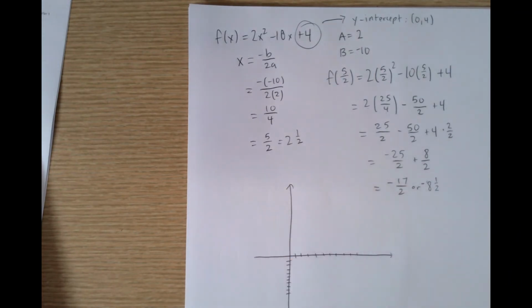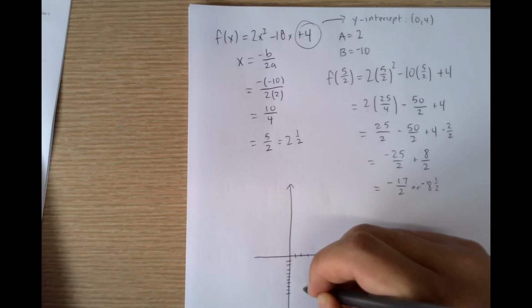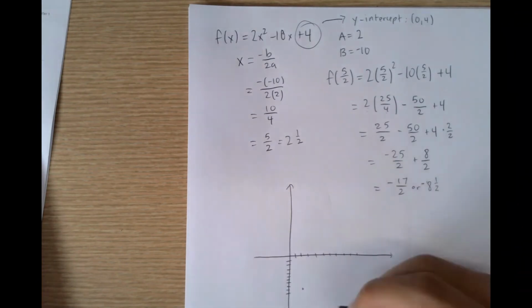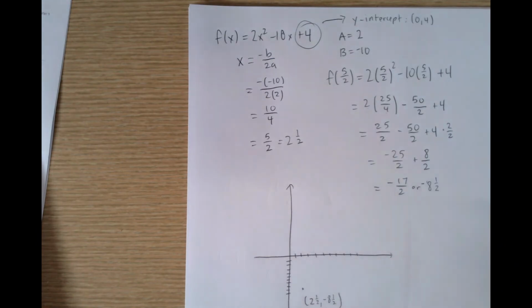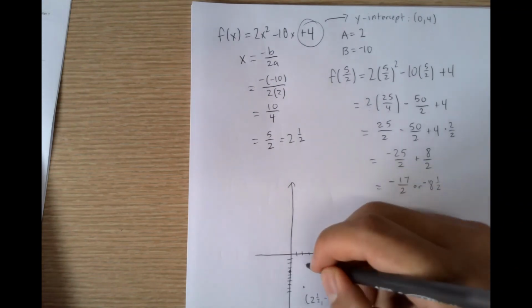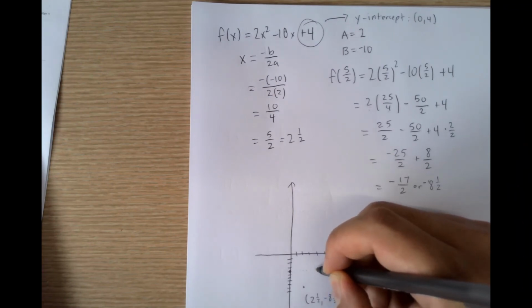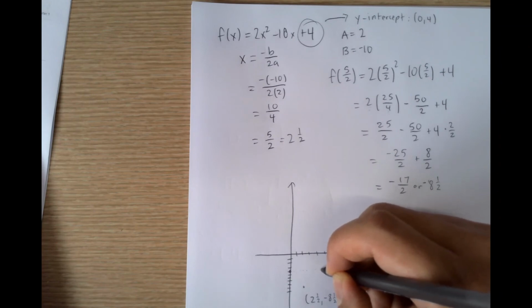Okay, so this is plotted at 2.5 and negative 8.5. So that's my vertex. It tells me that my y-intercept is at 0, 4, which is right here. And so this is 2.5 away. So you go half, 1, 2, probably around right here.